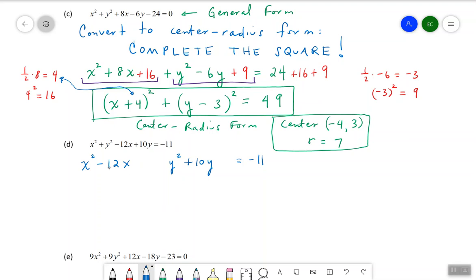And then when you get some practice at this, you can complete the square pretty fast in your head. It's just half of -12 is -6, and then square that, and you've got 36. Be sure to add it to both sides. And then to complete the square on y, half of 10 is 5. 5 squared makes 25. So add 25 to both sides.